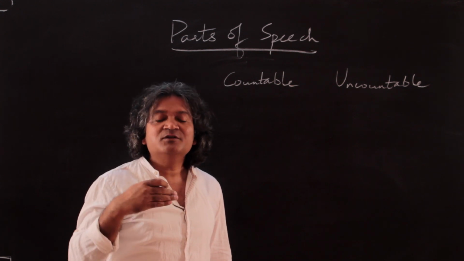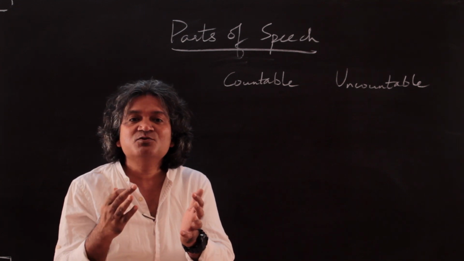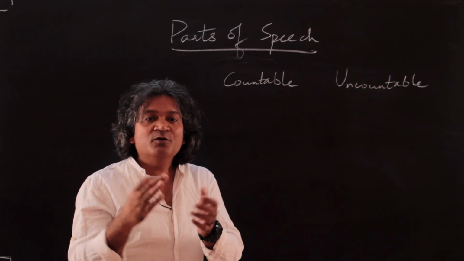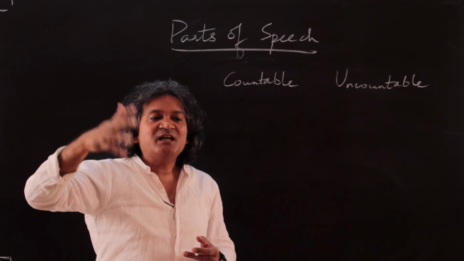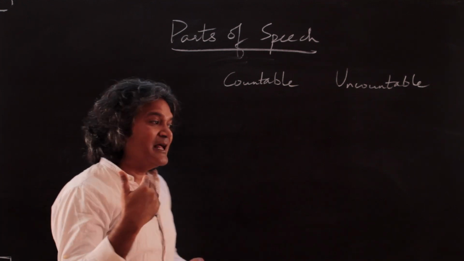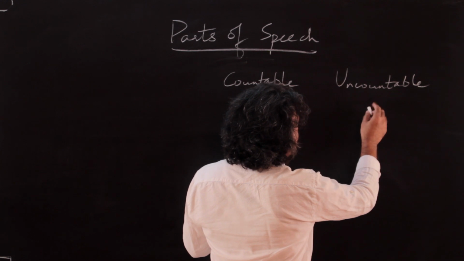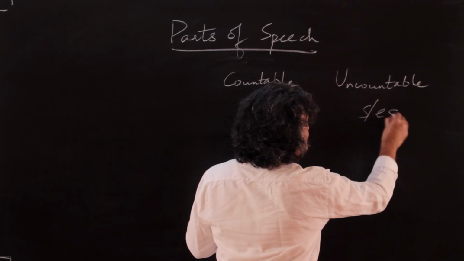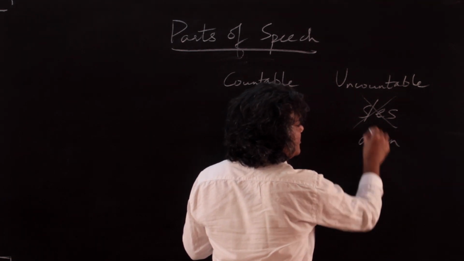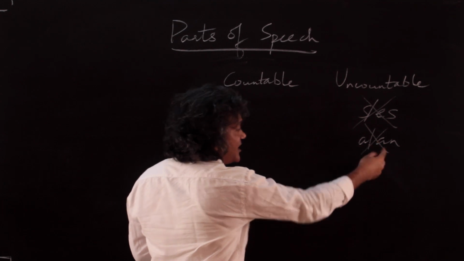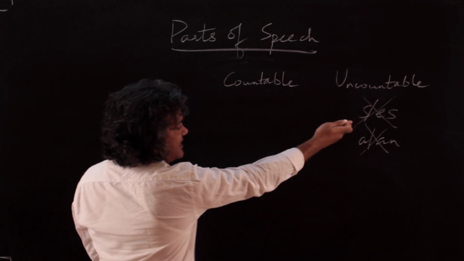But that's not the difference between countable and uncountable. If something is physically impossible to count, that doesn't make that thing uncountable. Given enough time and energy and even inclination, I think at least a machine will be able to count stars. But that's not the point. The difference is that uncountable nouns do not have a plural form, which means they don't have an S or an ES form, and they cannot be preceded with a or an, because they just have one form, whereas countable nouns have both of these things.